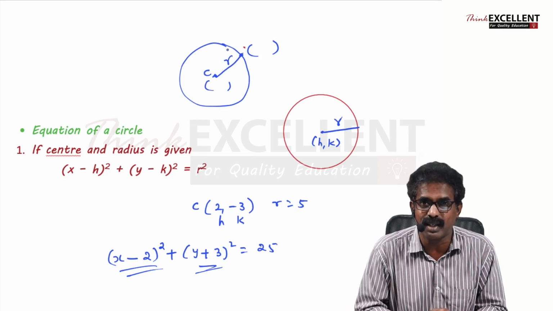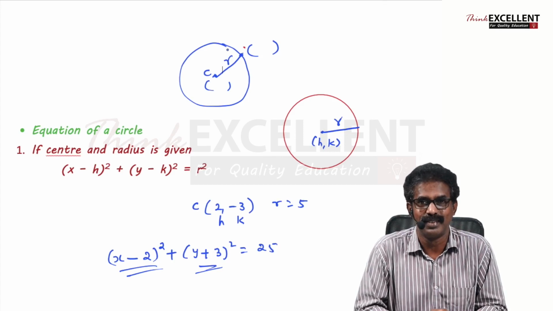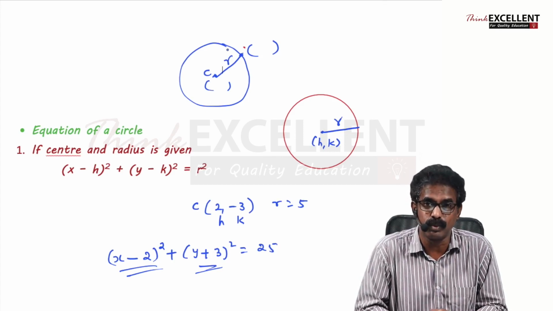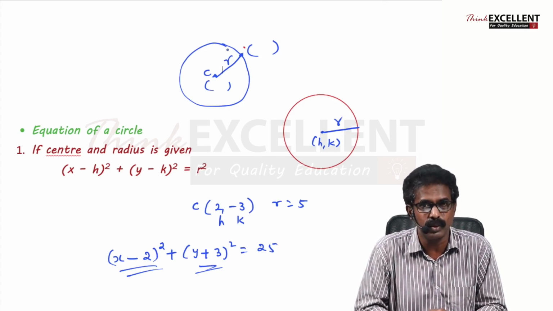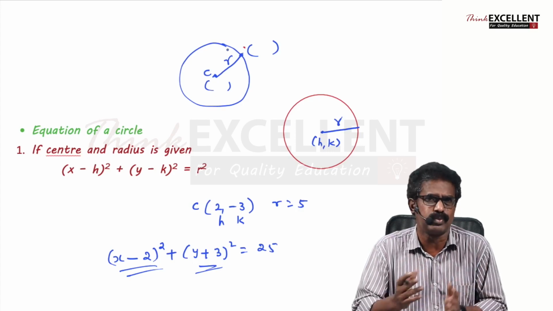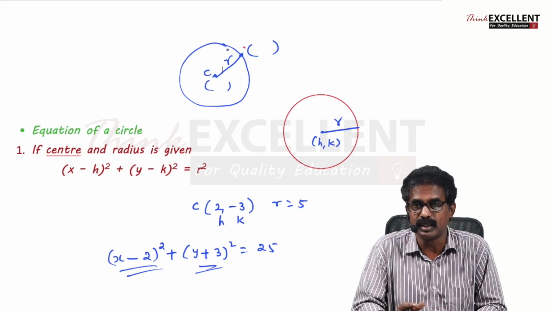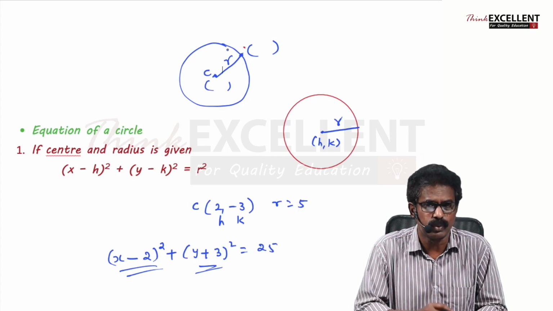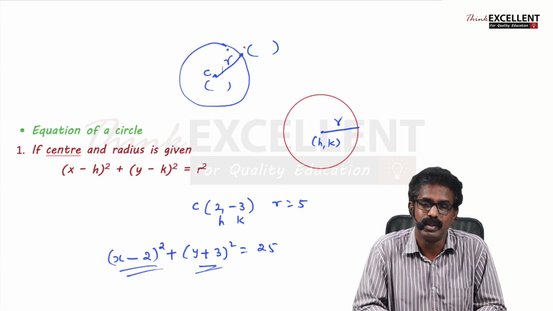Do you remember the distance formula? Forgot? Root of x2 minus x1 the whole square plus y2 minus y1 the whole square. Everything we use, what we studied in the lower classes, we need. So using the distance formula, we can find the radius. Once you know the radius, it is the same type.